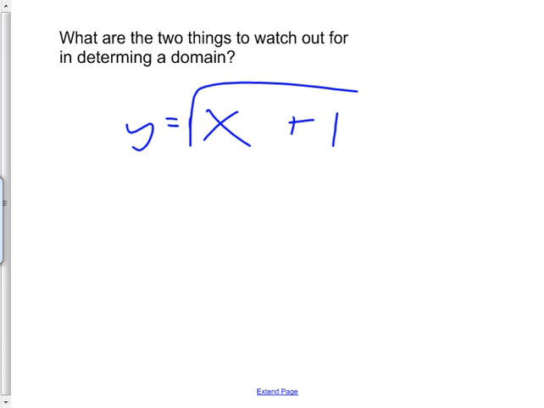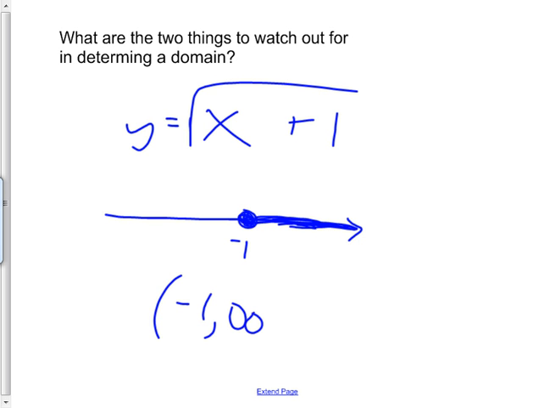So where does it work? Well, where it doesn't work is from -1 back this way is where it doesn't work. So here's where it does work. And does it actually work at -1? Yes, it does. So how would I write that in interval notation? -1 to infinity. And that needs a bracket. Okay, so the things to watch out for in domain is don't let the square root become negative, and don't let the bottom become 0.